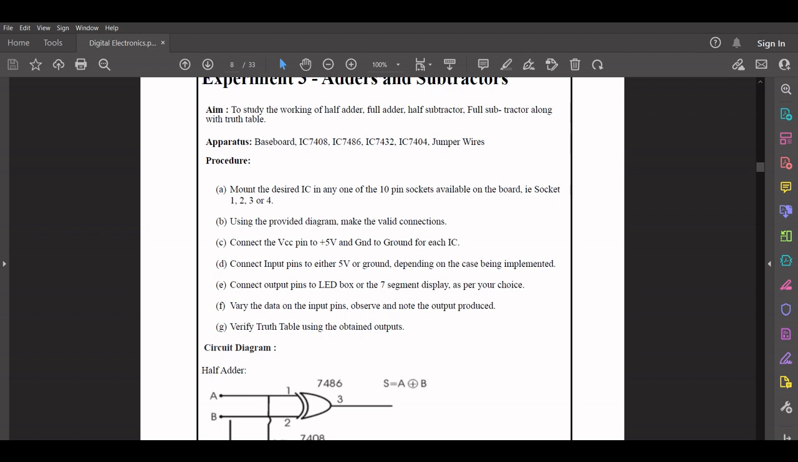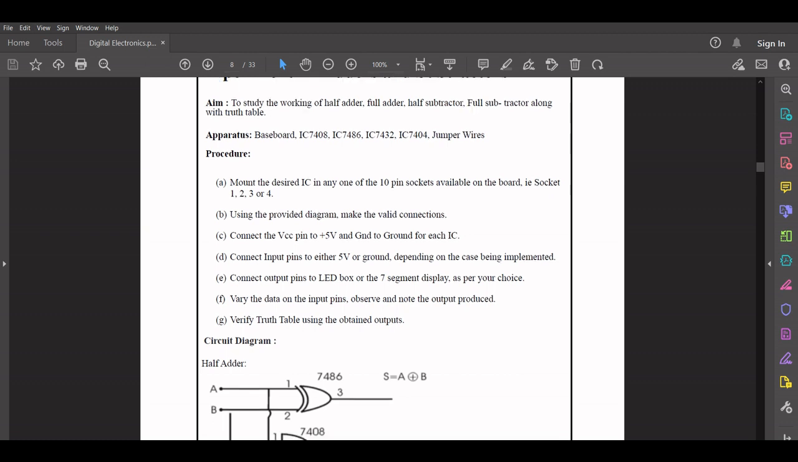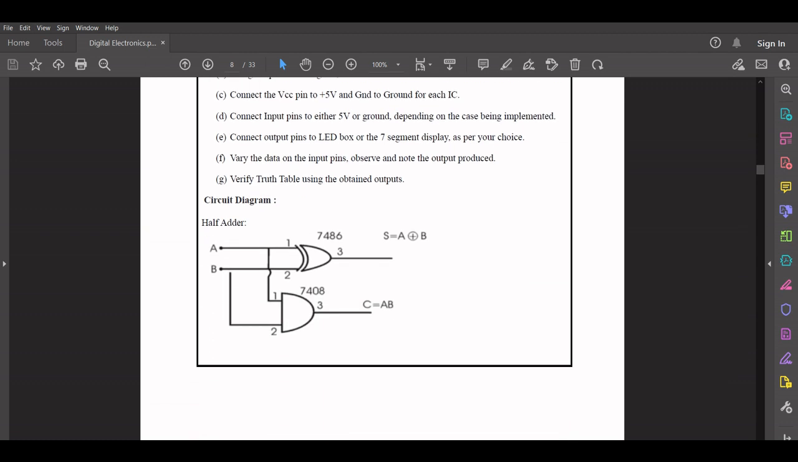You can vary the inputs and you can observe the output on the LED box, and then you can verify the truth table using whatever outputs that you obtain. So this is the circuit for the half adder. For the half adder we require an XOR gate and an AND gate, and over here as we can see we have two inputs A and B and two outputs, that is the sum and the carry.